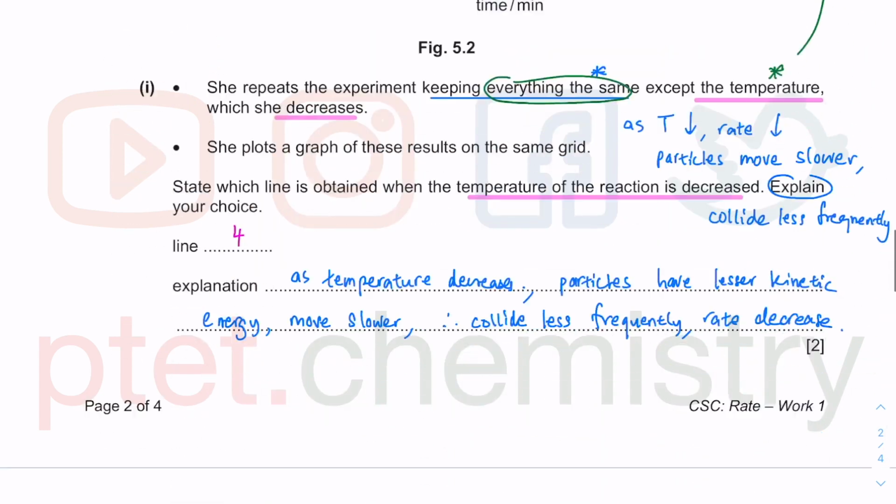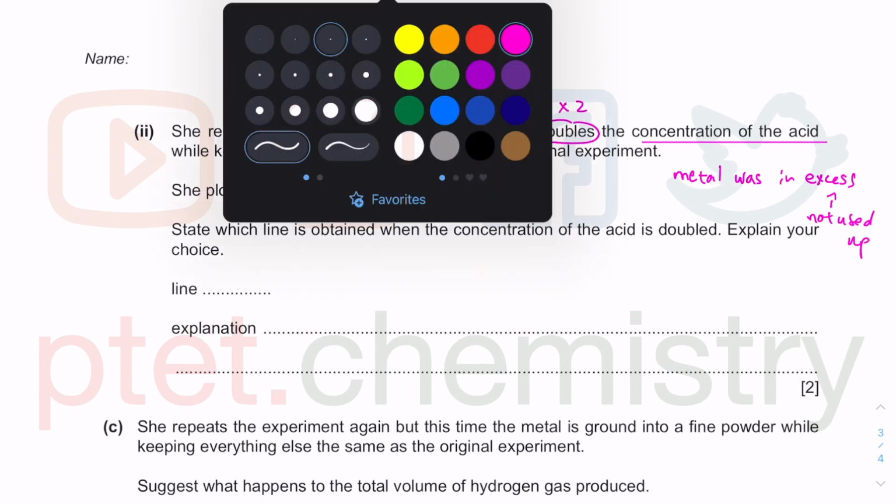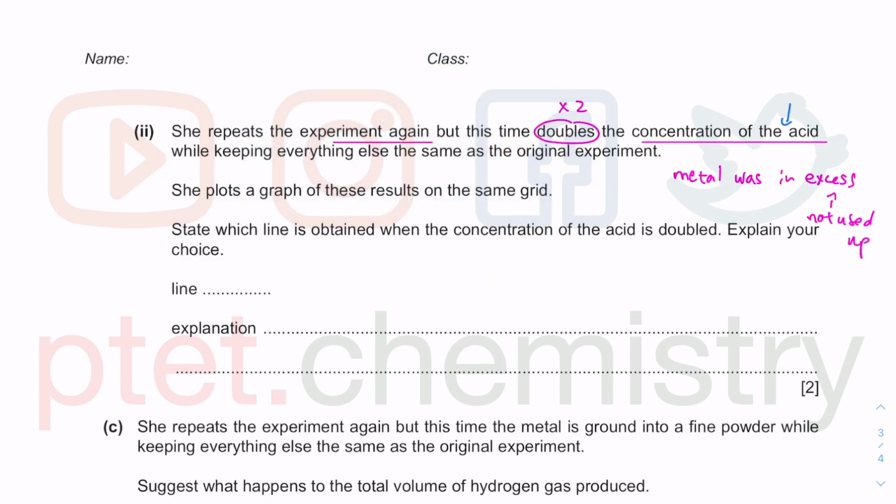So the more acid we have, the more acid particles there are, and therefore they can collide more frequently. Therefore, I should get double the rate. But remember, the acid is used up. So more acid is being used up. Therefore, you get more hydrogen product, which is the volume of the gas collected. Now she plots a graph of this result on the same grid. You would definitely get double the volume.